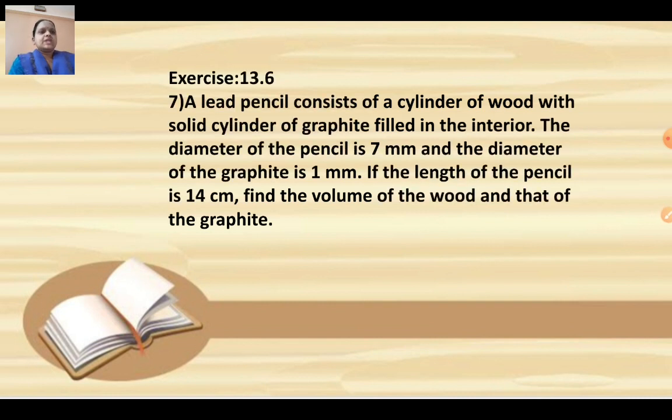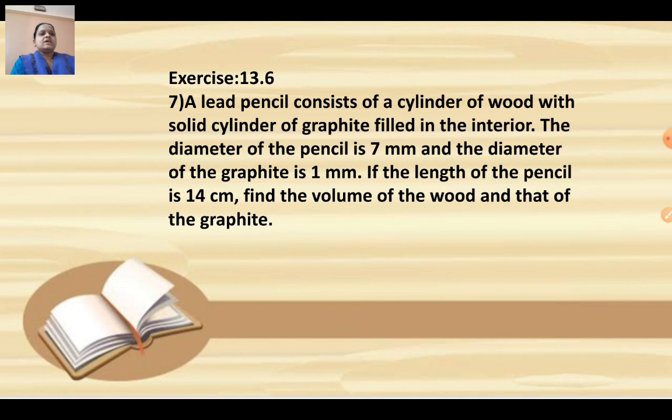Now read the question carefully. 13.6 question number 7. A lead pencil consists of a cylinder of wood with a solid cylinder of graphite filled in the interior. The diameter of the pencil is 7 mm and the diameter of the graphite is 1 mm. If the length of the pencil is 14 cm, find the volume of the wood and that of graphite.